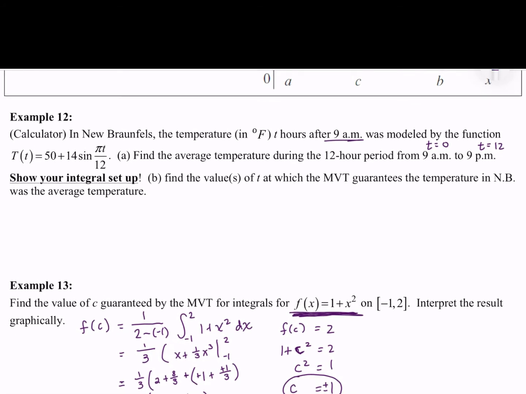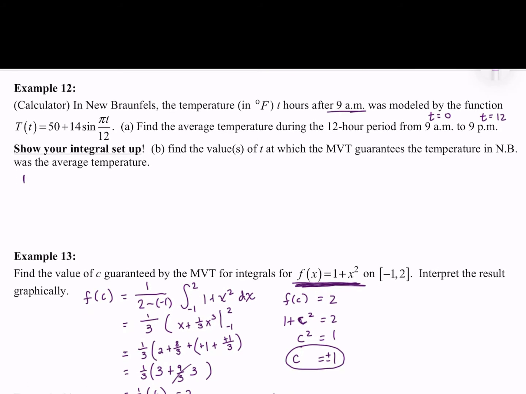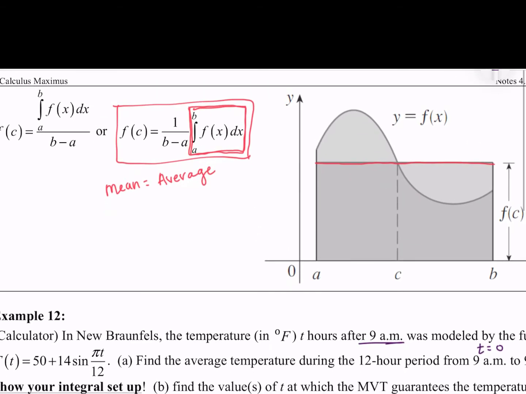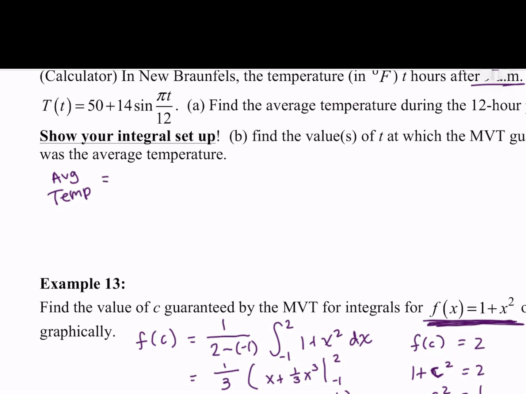Okay, so first finding the average temperature during that 12-hour period. So the average temp, we're using this equation up here. Remember, finding the average value. And I'm going to add this up here. This is average value. So whenever you see the words average value, this is the equation you use. So the average value will equal 1 over b minus a times the integral from a to b of our equation. So 50 plus 14 sine of pi t over 12 dt.